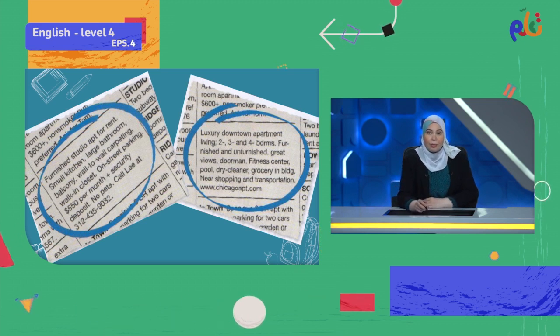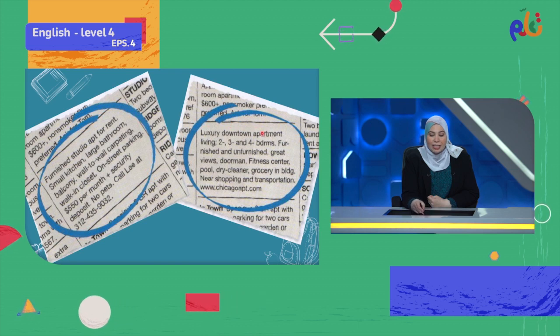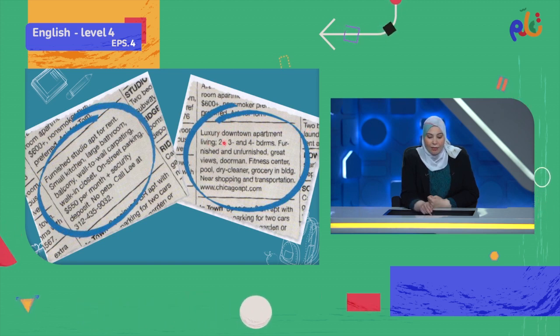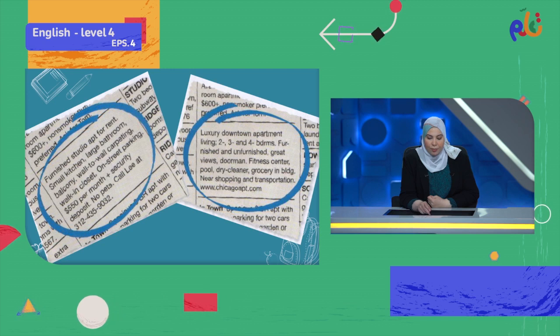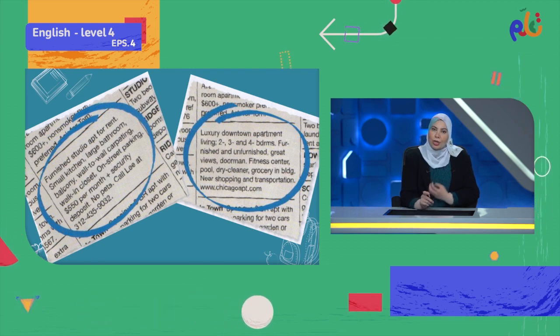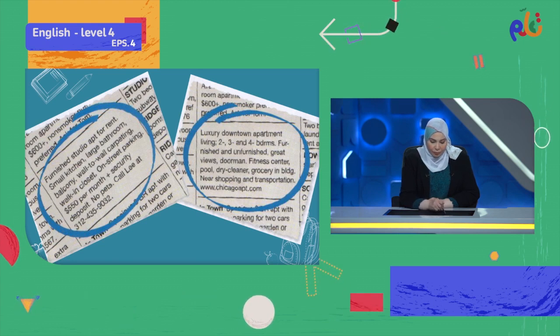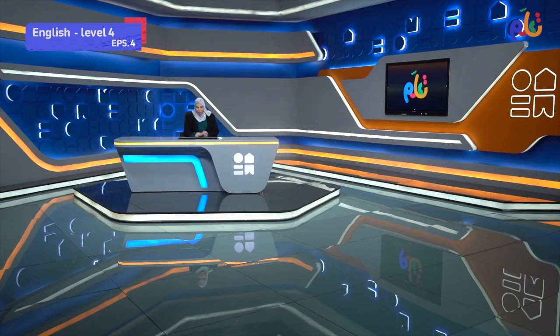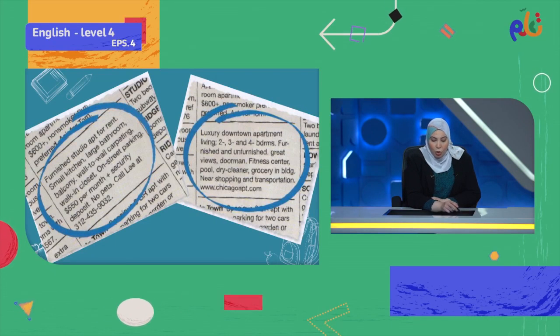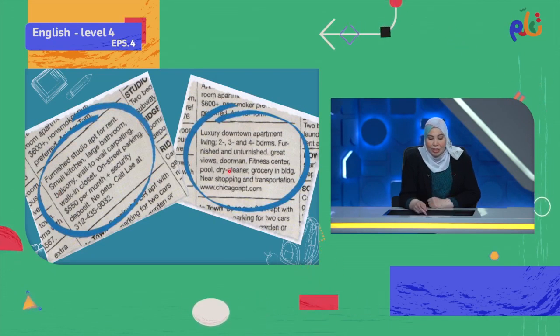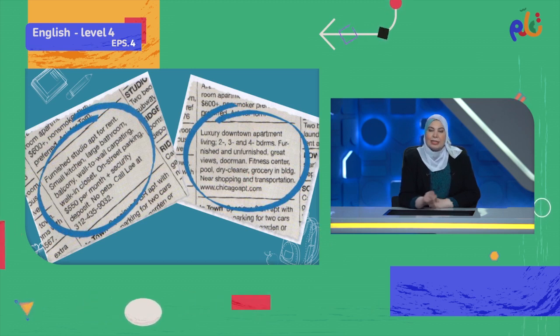And we had another example. Remember when we said luxurious, when we said it makes me feel rich? Here we have luxury downtown apartment living, 2, 3 and 4 bedrooms. Furnished, it has furniture. And unfurnished, you can choose. You can take it with furniture or not. Great views, doorman. And we also have dry cleaner, grocery in the building, and near shopping and transportation. And this is the website.